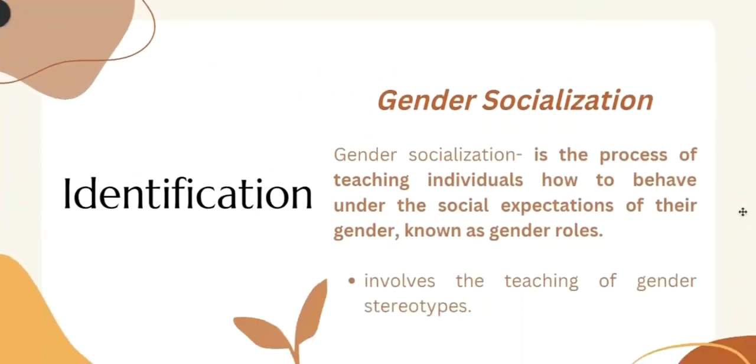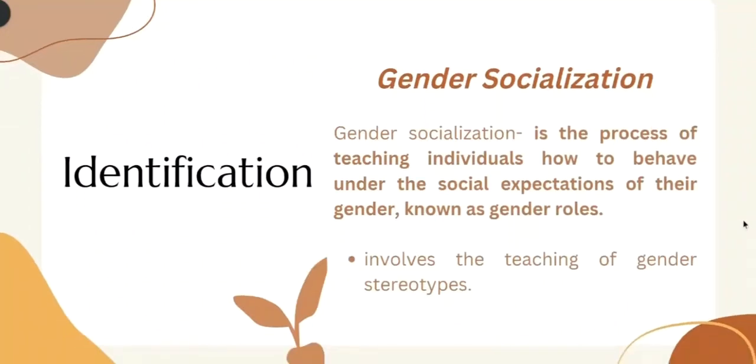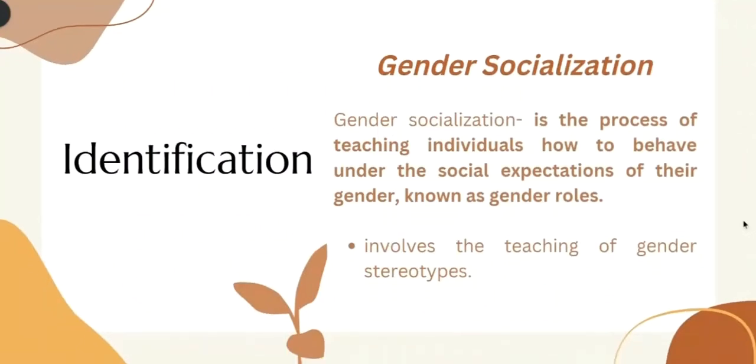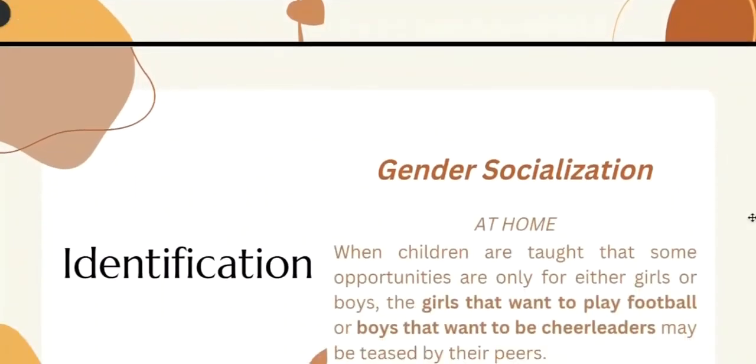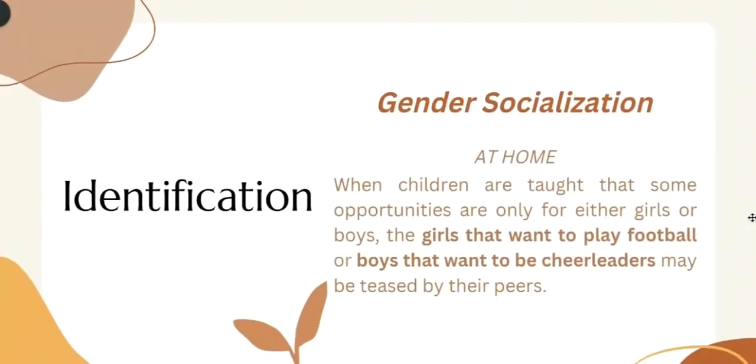So the next one would be gender socialization. Gender socialization is the process of teaching individuals how to behave under the social expectations of their gender, known as gender roles. So this involves the teaching of gender stereotypes. We will now discuss how we socialize with other genders at home. So the next slide would be gender socialization at home.